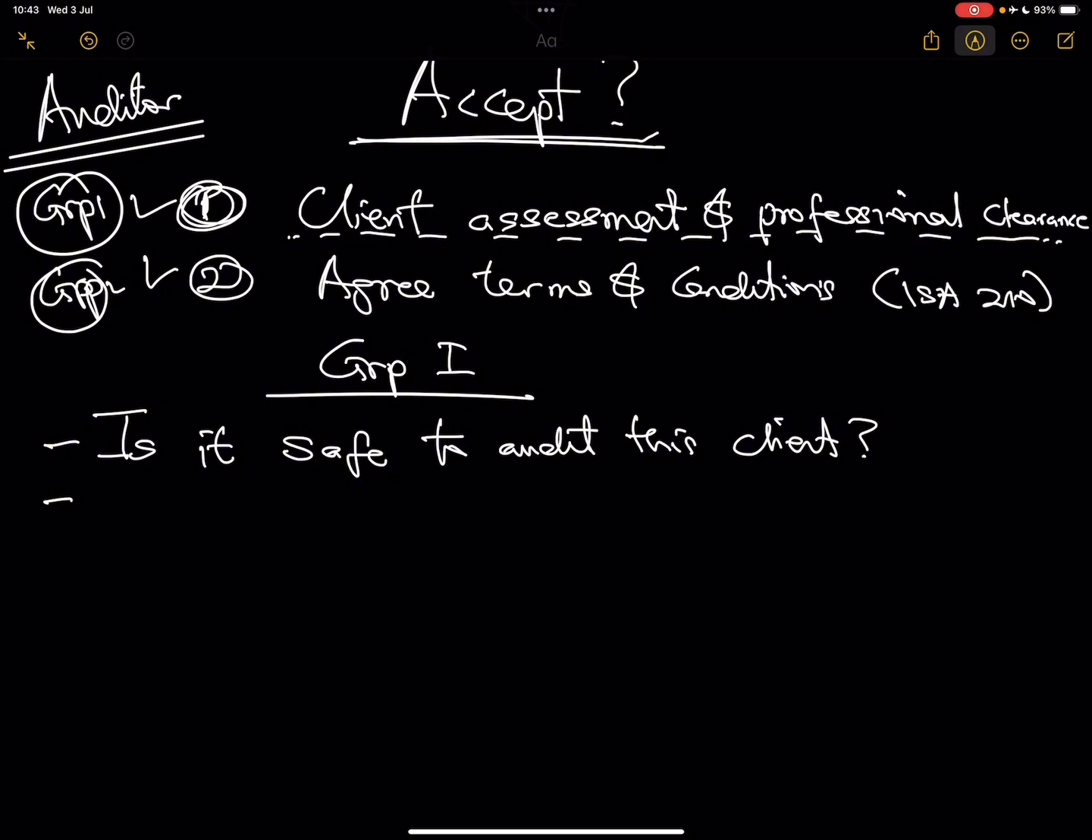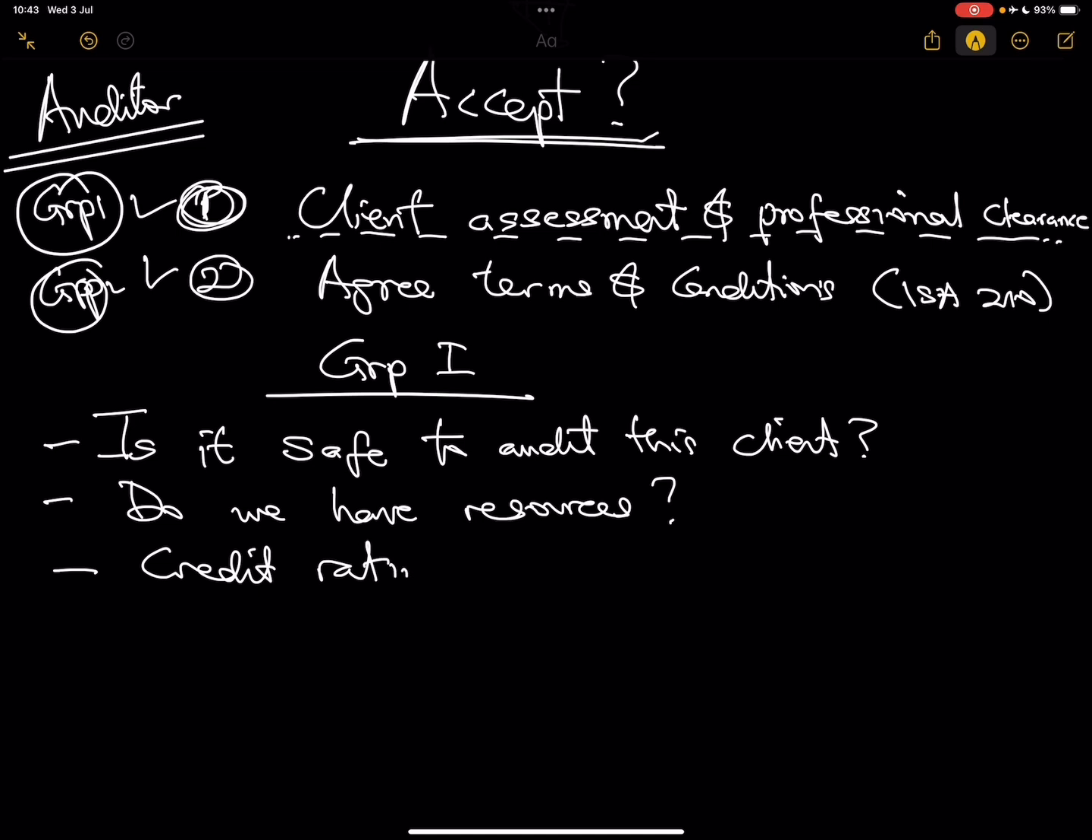So you're asking yourself, do we have resources to do the job? The credit rating of the client, is it good enough? Because if the credit rating is bad, maybe the client will not be able to pay the fee, and you cannot do a job where you are not able to collect your fee. It's not acceptable.